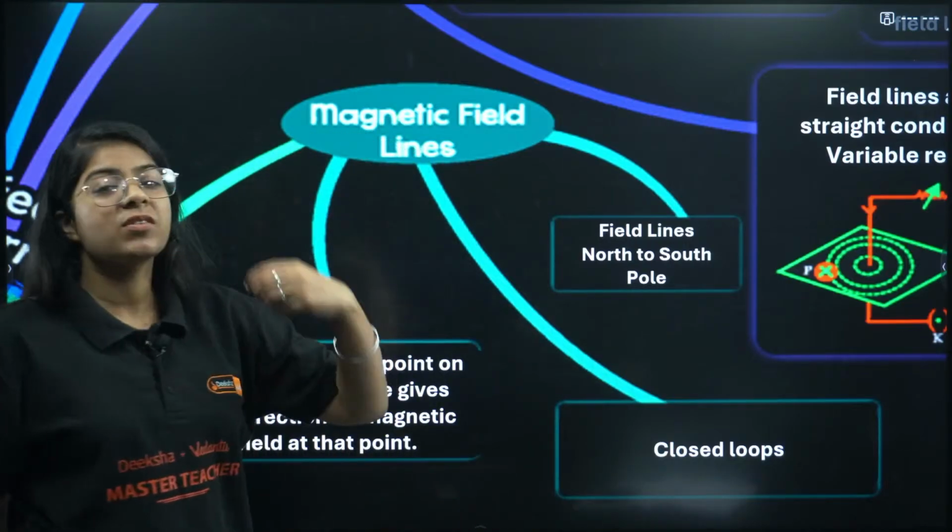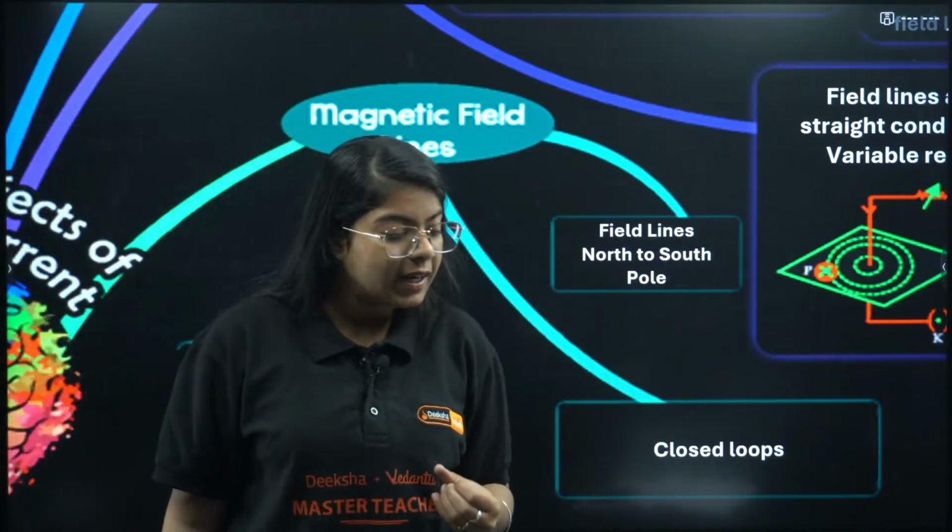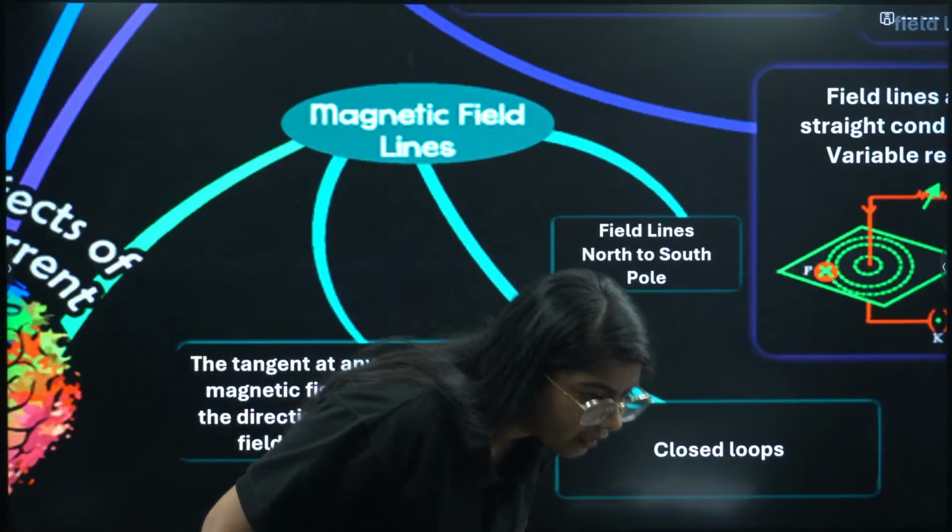So we have some characteristics of magnetic field lines which are very important.